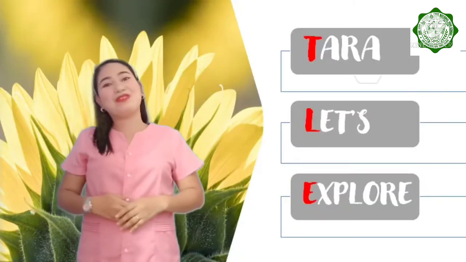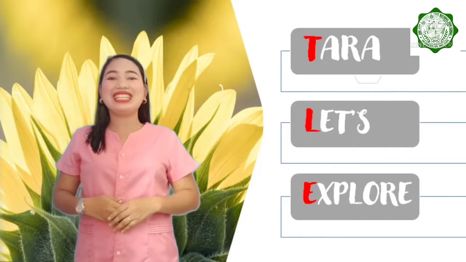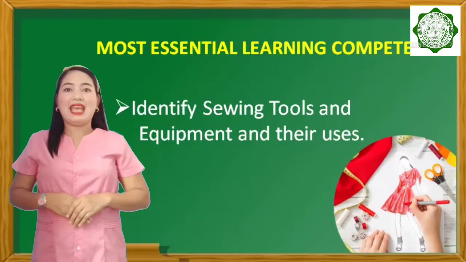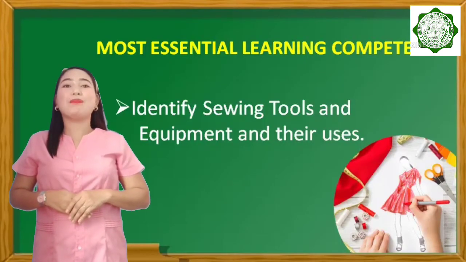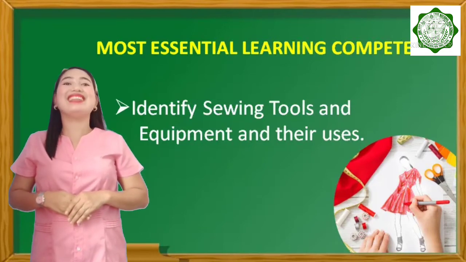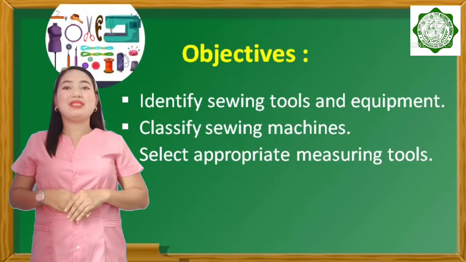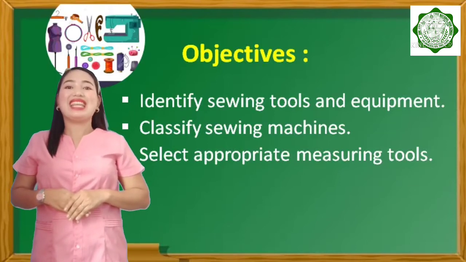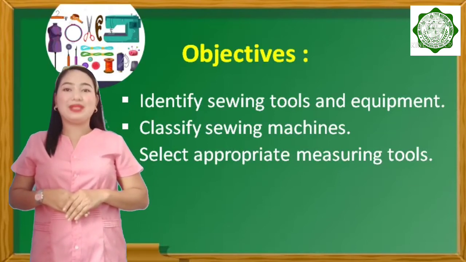Tara! Let's explore vocational and lifelong lesson in this episode. Most essential learning competency: identify sewing tools and equipment and their uses. Objectives. Number 1, identify sewing tools and equipment. Number 2, classify sewing machine. Number 3, select appropriate measuring tools.